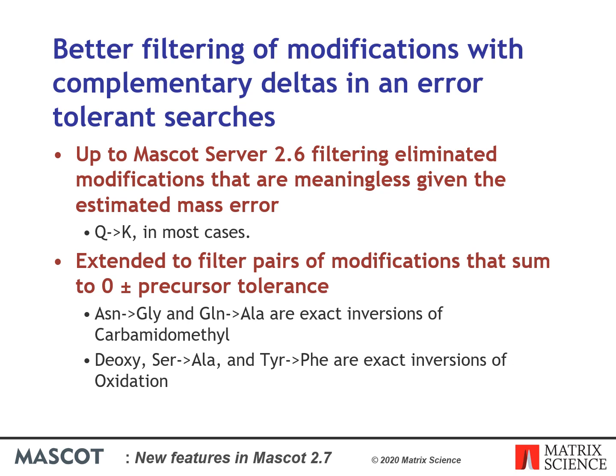Such matches allow the fragment masses to be shuffled around to get a better score while leaving the parent mass unchanged. These are almost always false, with the true match without either mod getting a slightly lower score. Some examples of this are asparagine to glycine and glutamine to alanine, which are exact inversions of carbamidomethyl. A combination of deoxy and serine to alanine, or deoxy and tyrosine to phenylalanine, are exact inversions of oxidation.